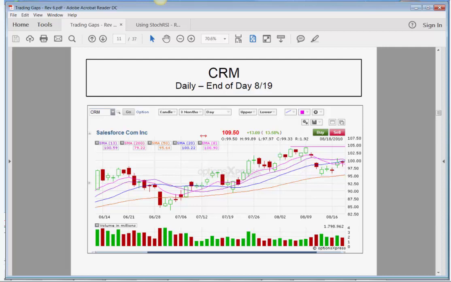All right, so CRM, this was the end of the day before earnings on it. Basically, the stock is kind of running up and did a little bit of a pullback and then a run up to about $100. The prior swing high was about 105. The prior swing low is about 95.